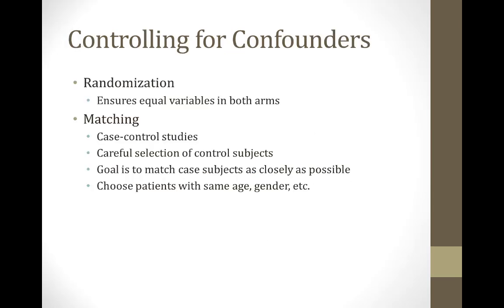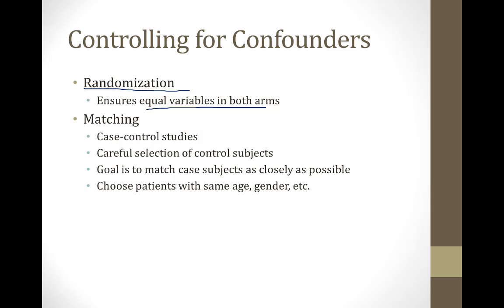It's high yield to know for your boards some of the ways that researchers control or eliminate confounders. And the first way is randomization. So if you randomly assign subjects to both arms of a trial, this should ensure equal distribution of all variables in both arms. For example, in the study on the last slide, if we could have randomly assigned people to be an alcoholic or not, of course that's impossible, but if we could have done that, we would have gotten equal distribution of smokers among the alcoholic group and the non-alcoholic group, and this would have eliminated the confounder.